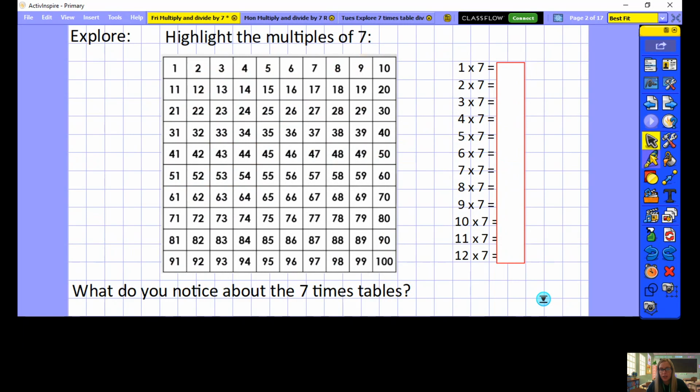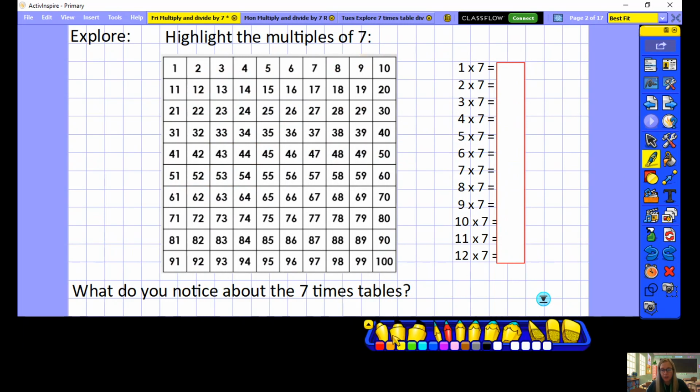So let's start off by looking at the 100 square here, and we're going to highlight the multiples of 7. So the multiples are any numbers that are in the 7 times table. So the first one we're going to start with is the number 7, and then we need to count on 7 more each time. So the next number, if I counted on 7 more, would be 1, 2, 3, 4, 5, 6, 7. So 7 more would be 14, and 7 more than 14 is 21. See if you can write these numbers down as we go along. Maybe you can write them down even quicker than I highlight them.